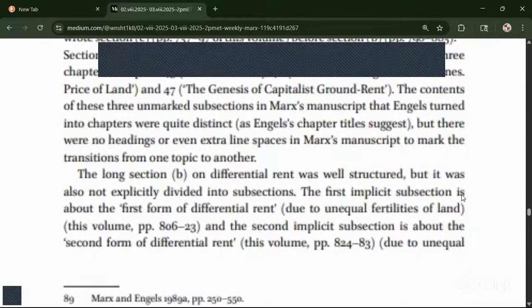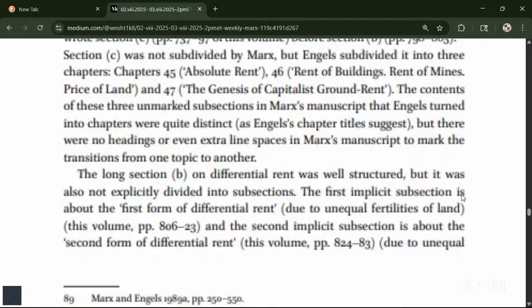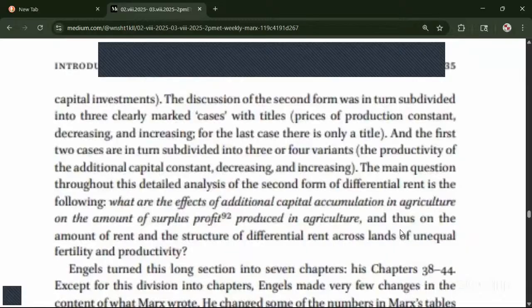The long section, that is Section B, on differential rent was well structured, but it was also not explicitly divided into subsections. The first implicit subsection is about the so-called first form of differential rent due to unequal fertilities of land. That is, in this volume, pages 806 to 823. The second implicit subsection is about the second form of differential rent. So differential rent 1 and differential rent 2. Differential rent 2 is in this volume pages 824 to 863. That is the one due to unequal capital investments.